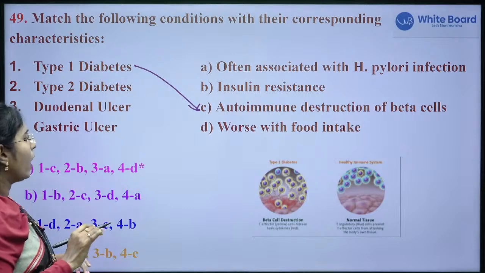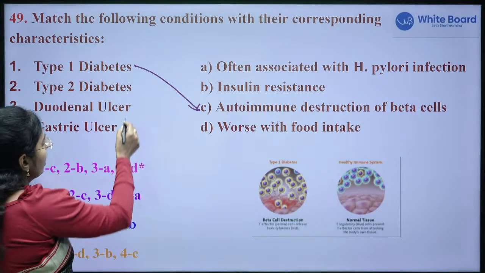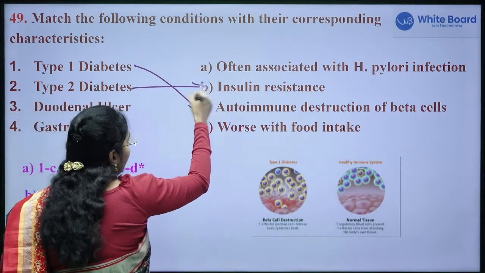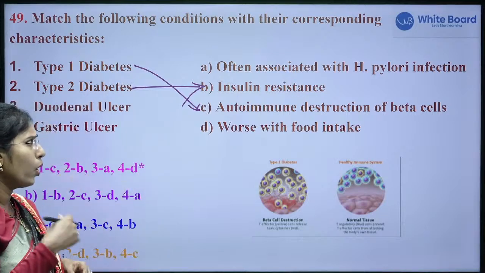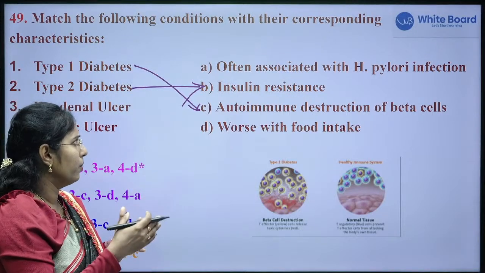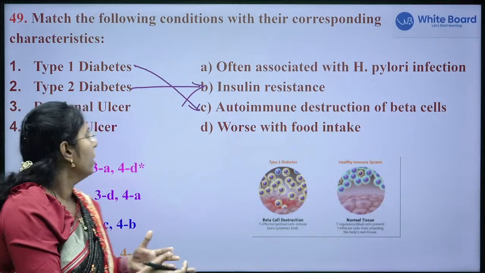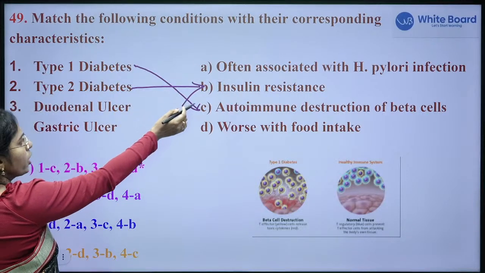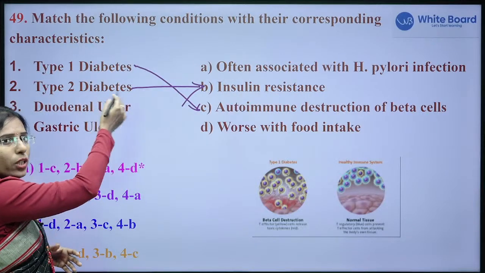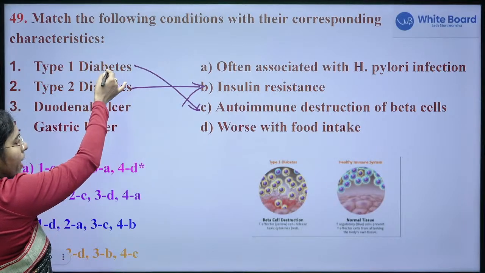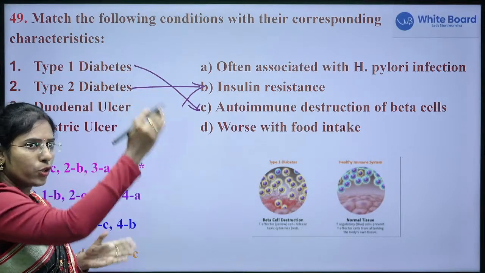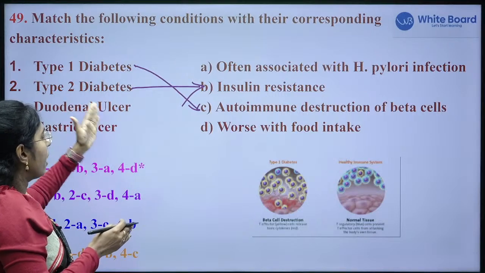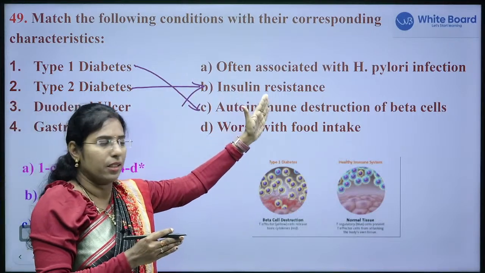Next, type 2 diabetes. It is often associated with insulin resistance. The cells are not going to respond to the insulin, and if the cells are not responding to the insulin, then it leads to type 2 diabetes. So type 1 diabetes is due to destruction of beta cells, and type 2 diabetes is due to insulin resistance.